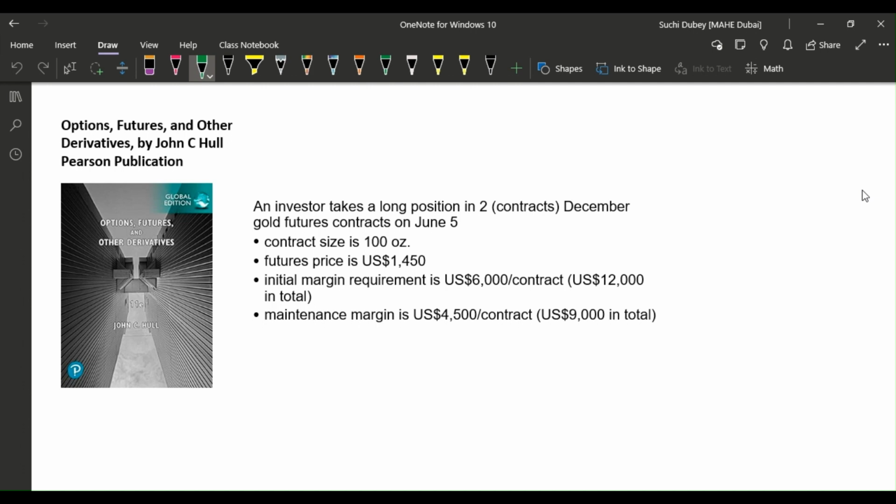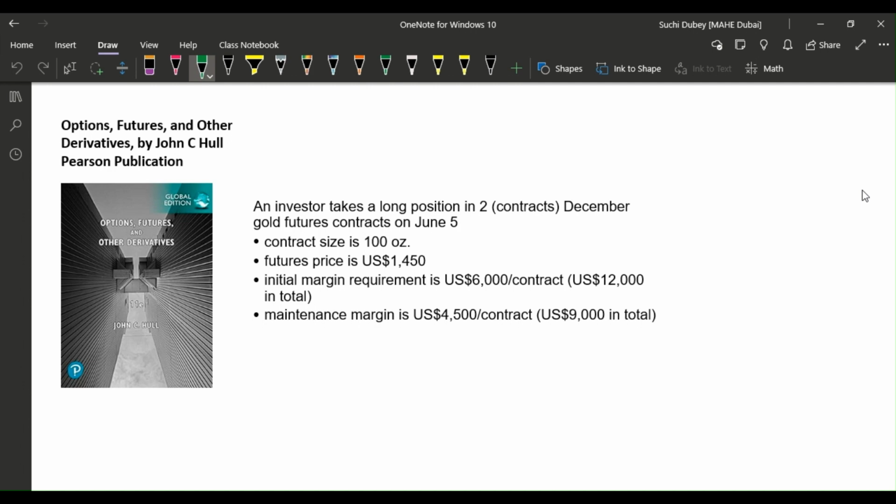So, if you remember, I have discussed this book, Options, Futures and Other Derivatives by John C. Hull of Pearson Publication. Must read book. And I'm going to discuss a question from one of the resources which belongs to this book only. So let's see what the question is and how we understand the calculation part of it.